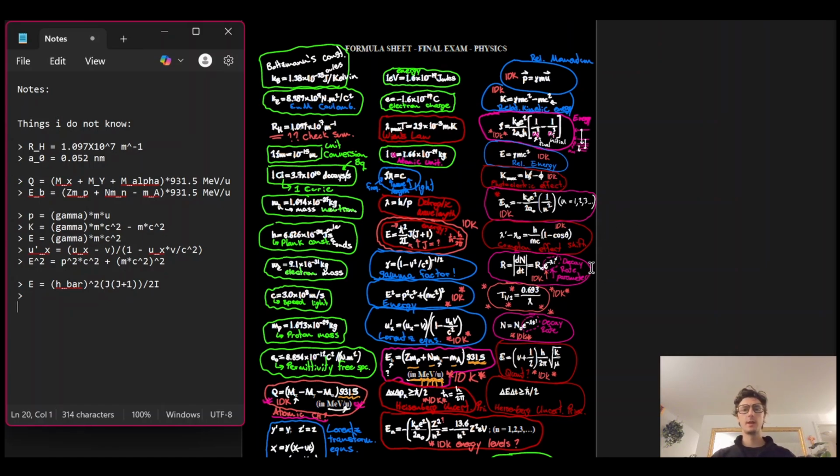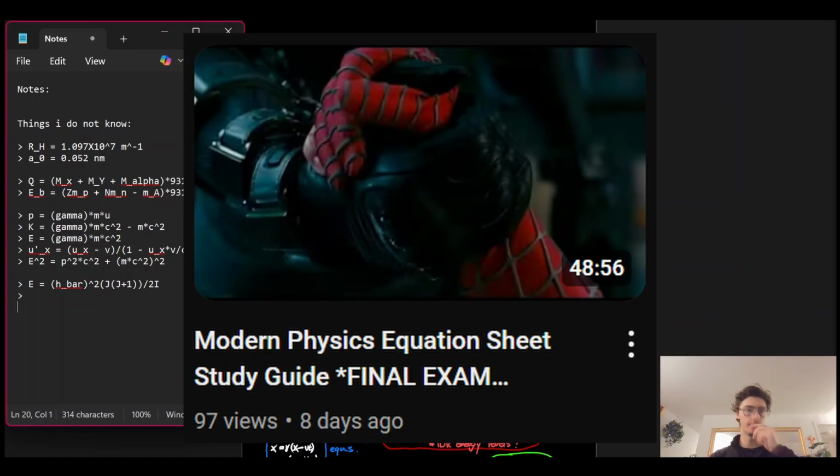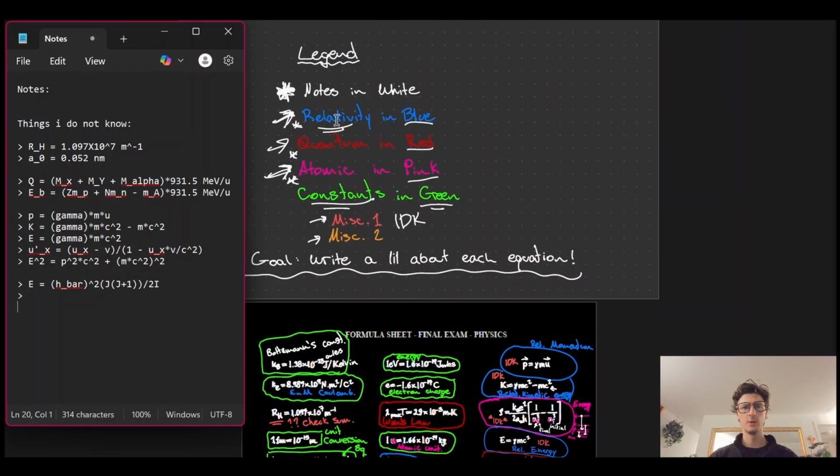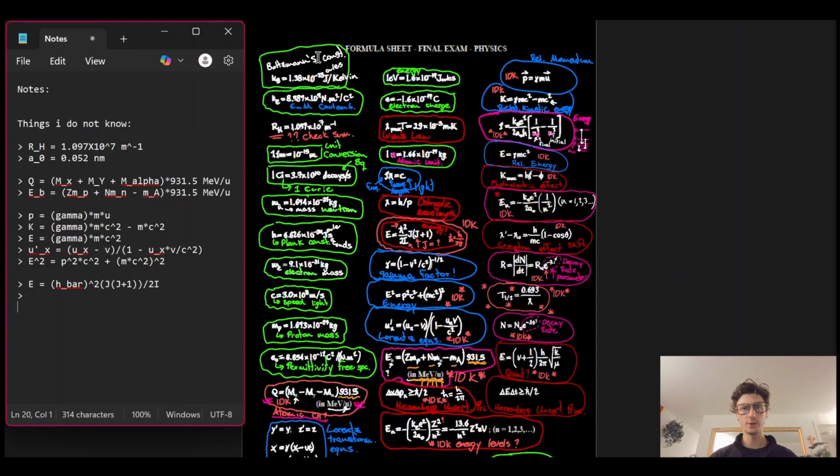Alright guys, if you haven't seen my last video where I go over this equation sheet, take a look at it right over here. In this video, I'm going to go over some of the equations that I was unsure about. But just to summarize, we had a run through of each equation. All the constants I wrote in green, atomic physics related stuff I circled in pink, quantum mechanics in red, relativity in blue. So you can see a lot of stuff in this first column right here.